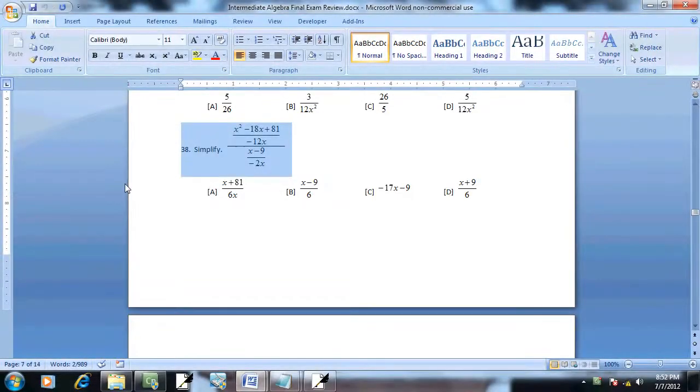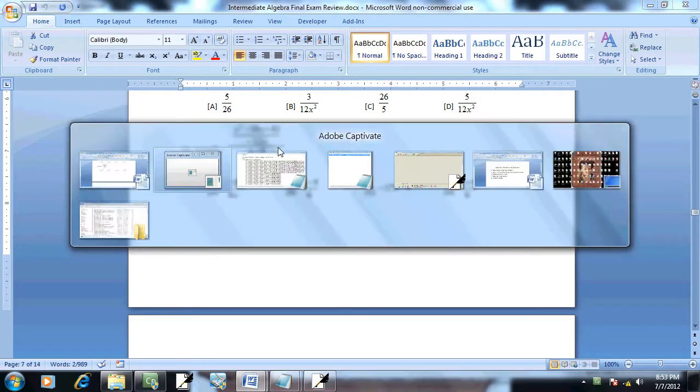Let's take a look at problem number 38. Now there's three different ways you could work this one. You could work it as dividing two rational expressions, or it's a complex rational expression, and then there's two different ways of working that. I want to work it with the steps I show that works 100% of the time.